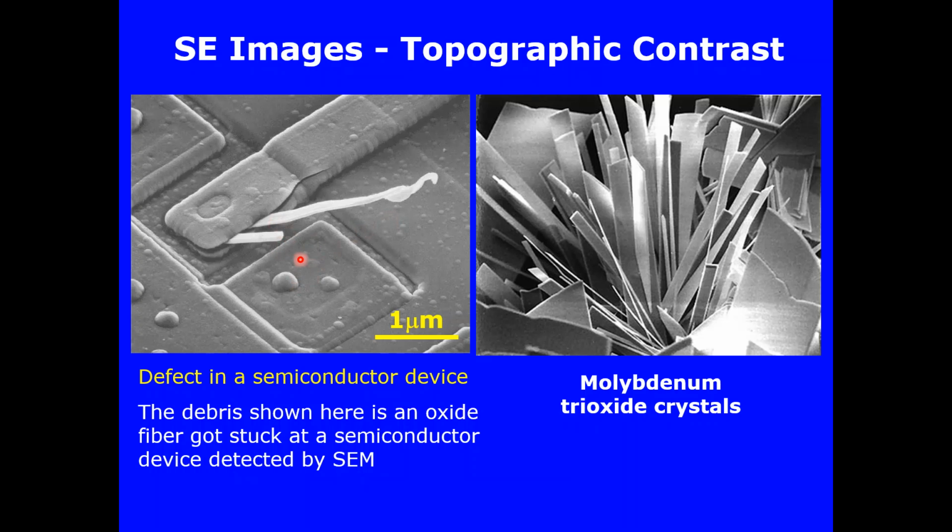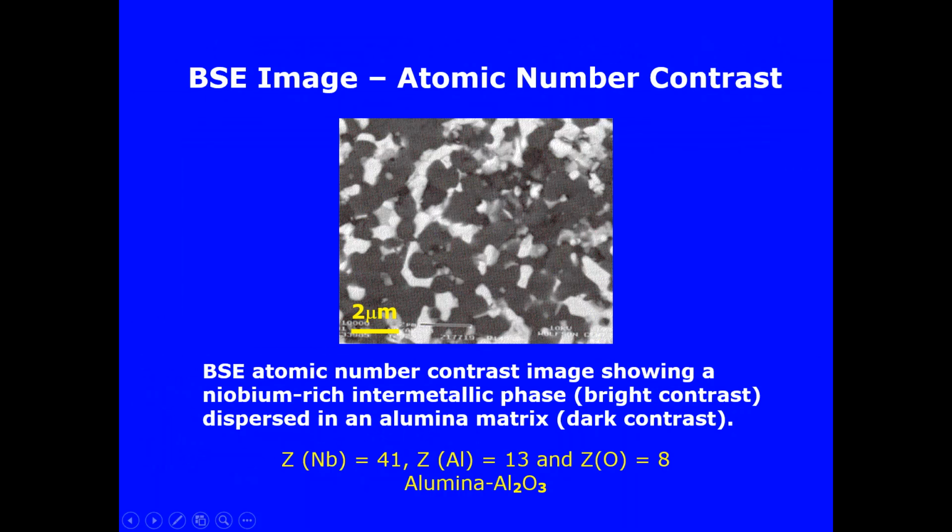Here you can see that this one basically shows a defect in a semiconductor device. We have debris, an oxide fiber, which got stuck in the semiconductor device, and that has been detected with the help of scanning electron microscopy. And this one shows molybdenum trioxide crystals. Here you can see the fine crystal structures of molybdenum trioxide crystals. The micrograph has been obtained with the help of scanning electron microscopy.